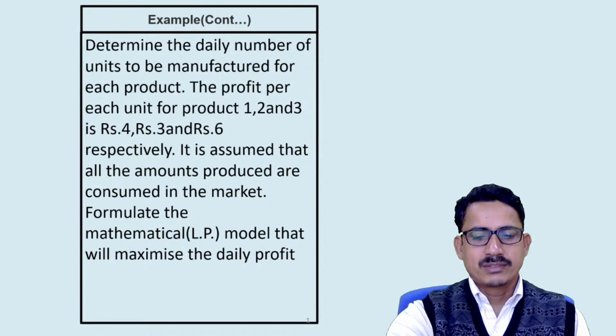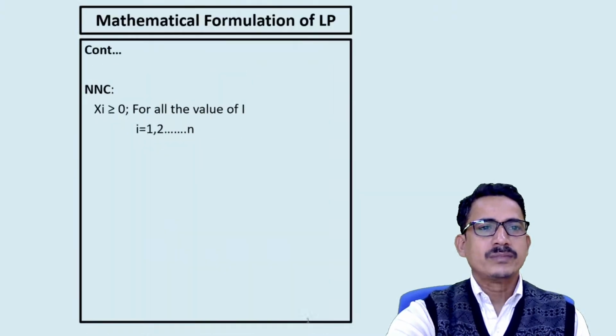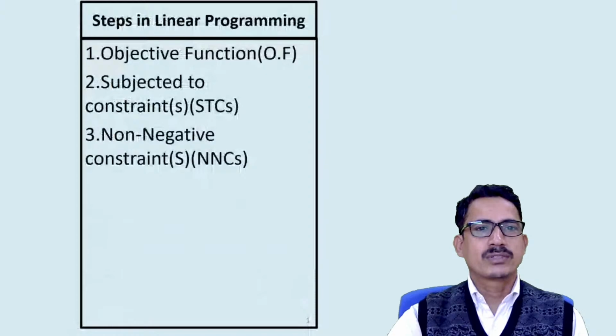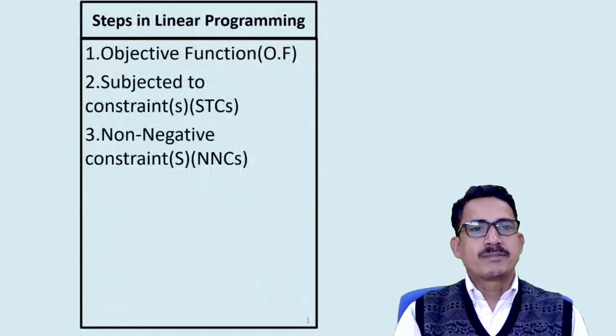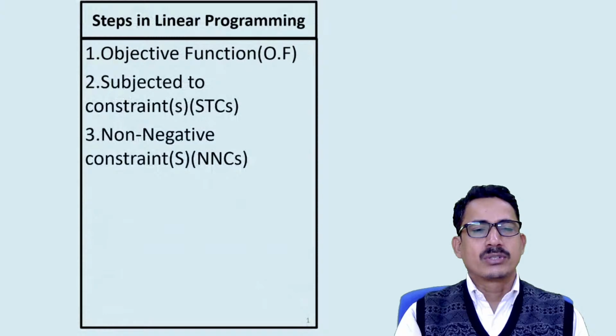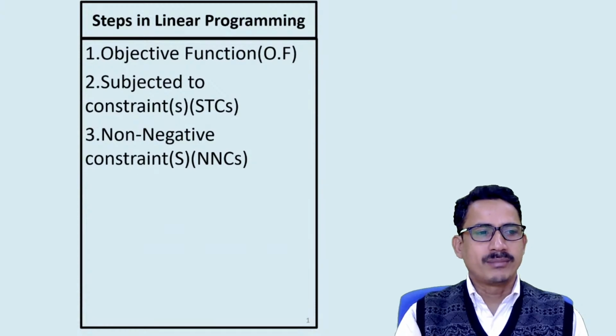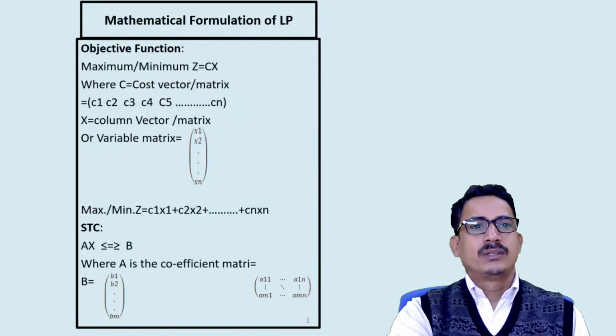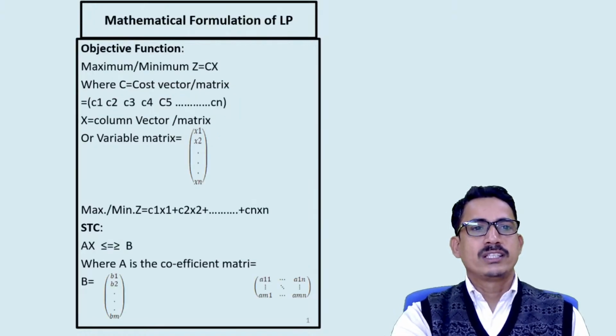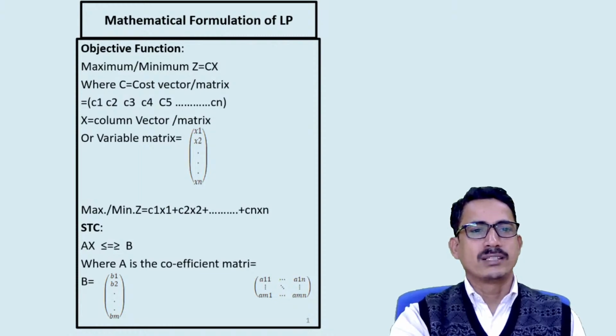A mathematical model has 3 steps. First is the objective function, second is subject to constraints, third is non-negative constraints. So you have to keep this format. First should be the objective function, which will be highlighted in the form of maximum or minimum. Second is subject to constraints, third is non-negative constraints. This way you have to make an arrangement. The objective function is always in this form, max z. Let us see, and we'll compare again how it has been arranged.